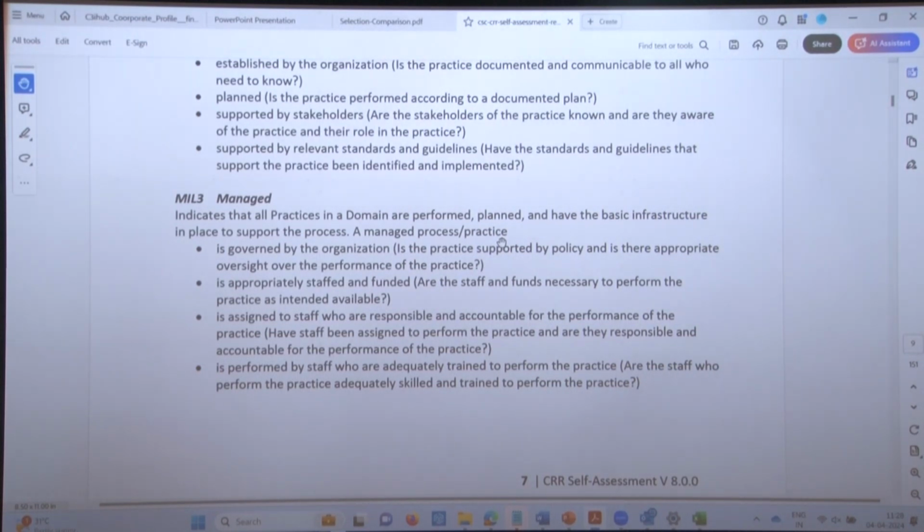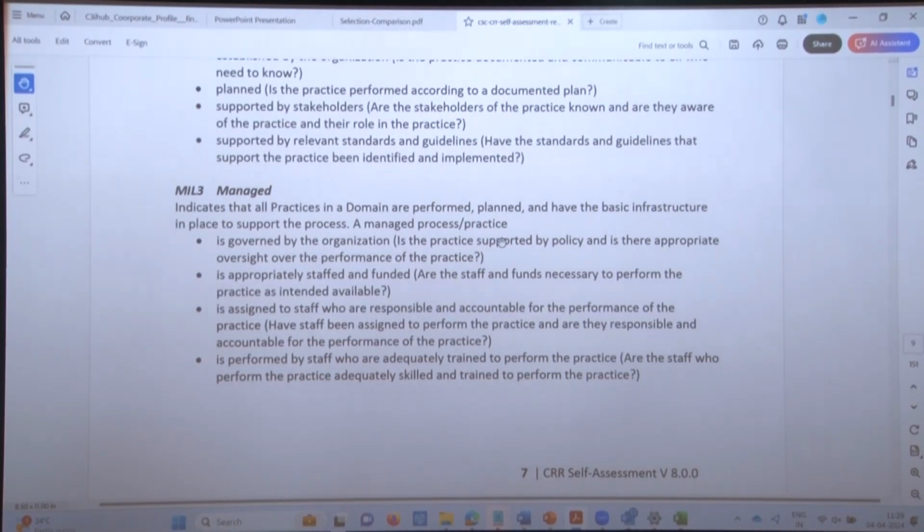So that's the idea. So anyway, this is what it takes to be MIL3. MIL3 is beyond the fact that it is planned, but it is also governed by the organization with organizational support at the highest level and with proper adequate staff, staff accountability and training. So that's the MIL3.